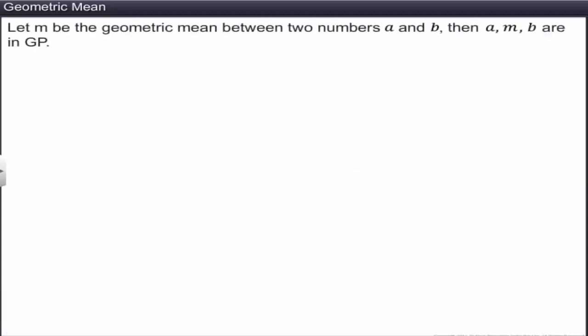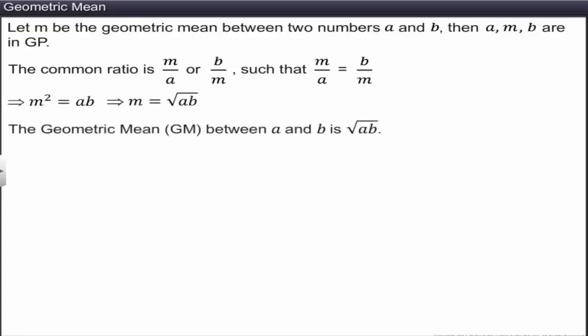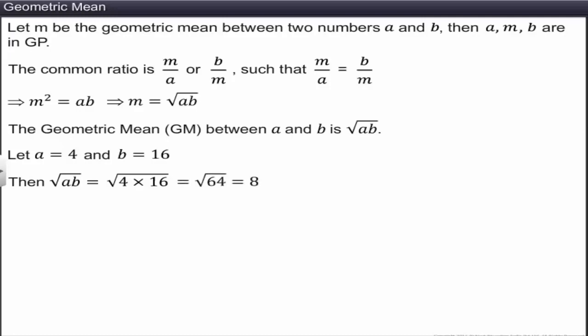Let's now derive the formula to calculate the geometric mean. Let m be the geometric mean between two numbers a and b. Then a, m, b are in GP. This implies the common ratio m upon a is equal to the ratio b upon m. This further implies m square is equal to a into b, or m is equal to square root of a into b. Hence, the geometric mean between two numbers a and b is the square root of a into b. Let a be equal to 4 and b be equal to 16. Then, the geometric mean m between them is given by the square root of 4 into 16. This is equal to square root of 64, which is equal to 8. Hence, we can say that 4, 8 and 16 form a geometric progression.